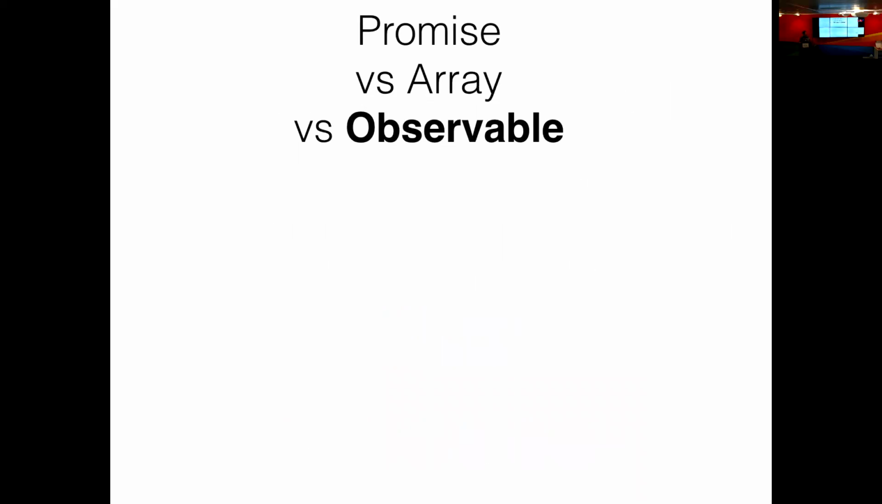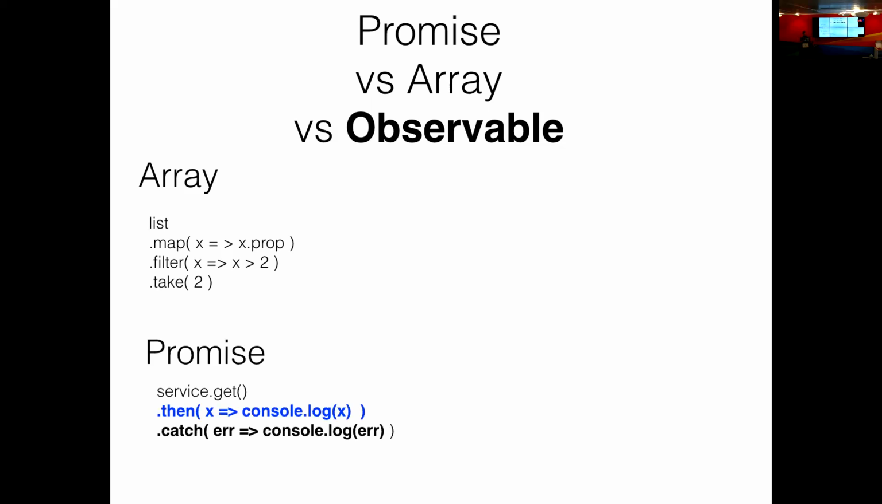This is a time axis. But of course, let's try to look at other concepts and see how an observable compares to those. So here we have an array, could be Lodash, could be the JavaScript itself. So here we have a list. We perform a map operation, a filter operation, and a take operation, and we end up with something that's better than we had before.